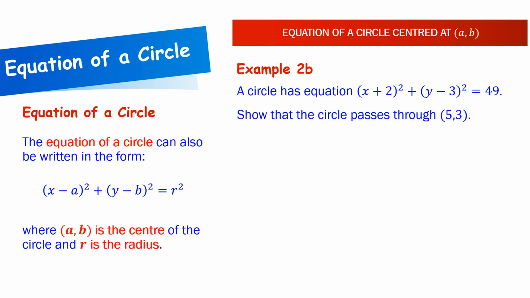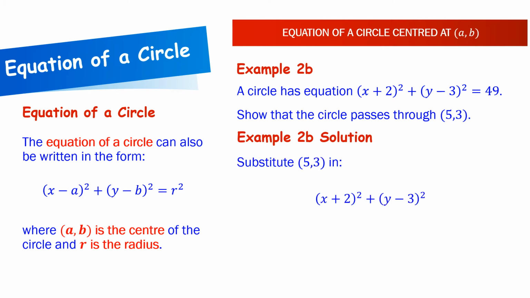Now let's have a go at example 2b. A circle has equation (x + 2)² + (y − 3)² = 49. Show that the circle passes through (5, 3). Pause the video and have a go. Press play when you're ready to view the solution. So let's solve this.